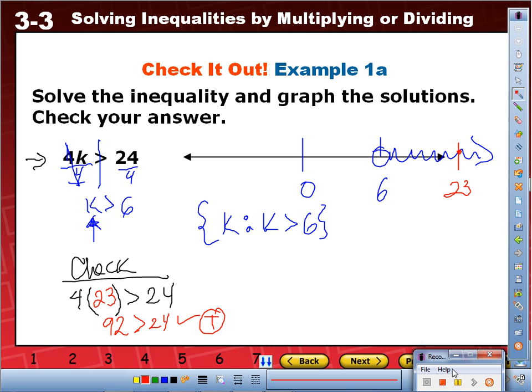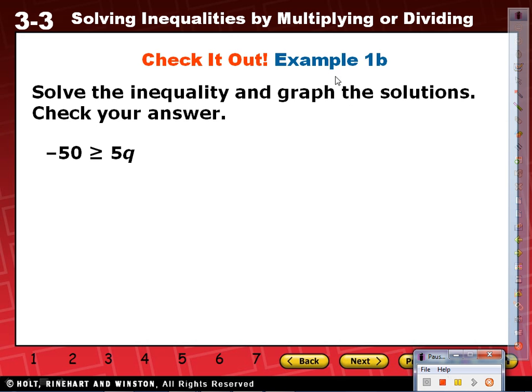Example 1B. See if you can do this one by yourself. Copy this, please. 1B reads. On this one, you don't have to write all the text anymore. You just write the inequality since you already have the instructions on the previous one, right? So it's negative 50 greater than or equal to 5Q. See if you can solve that step by step. Graph it. Give me the solution set. And at the end, do a check, please. Go.